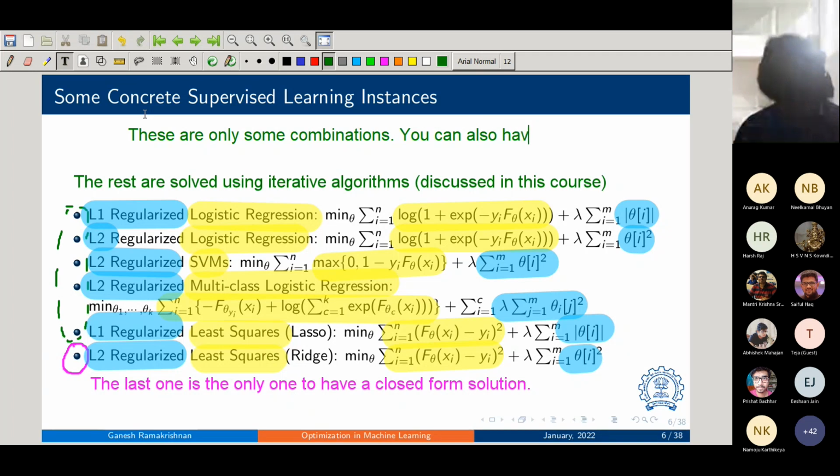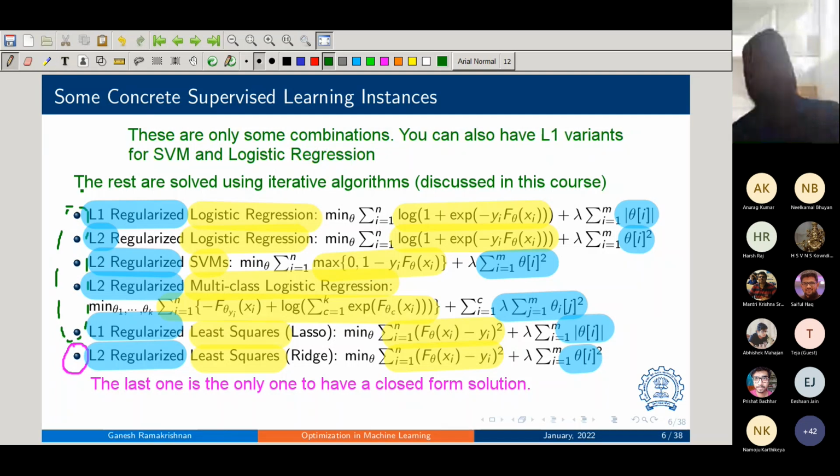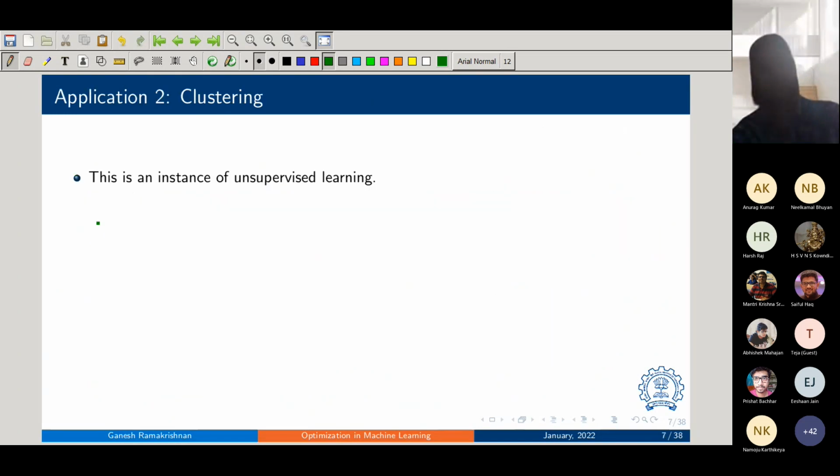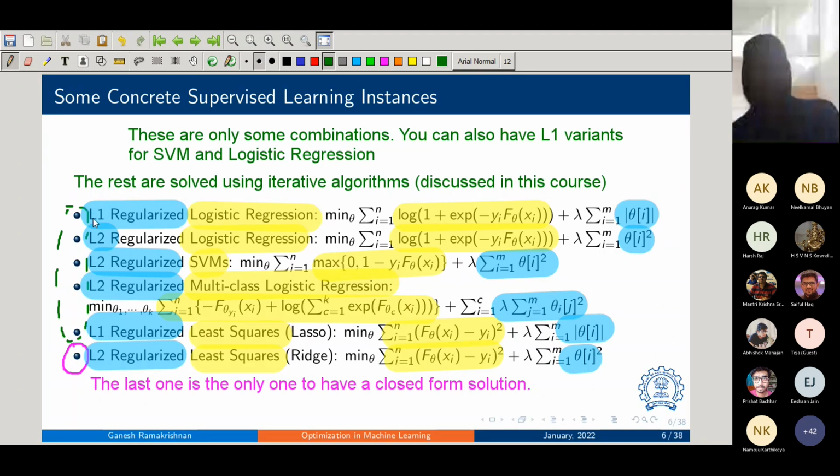Sir, is there a way from which we can know whether it will have an exact solution or not have a closed form solution? Yeah, typically you'll look at the gradient. Are you able to set the gradient to 0 and come up with a closed form solution? That's how we'll determine. And we'll see the reason why. Can we move on to the second application? Any questions on this first application?